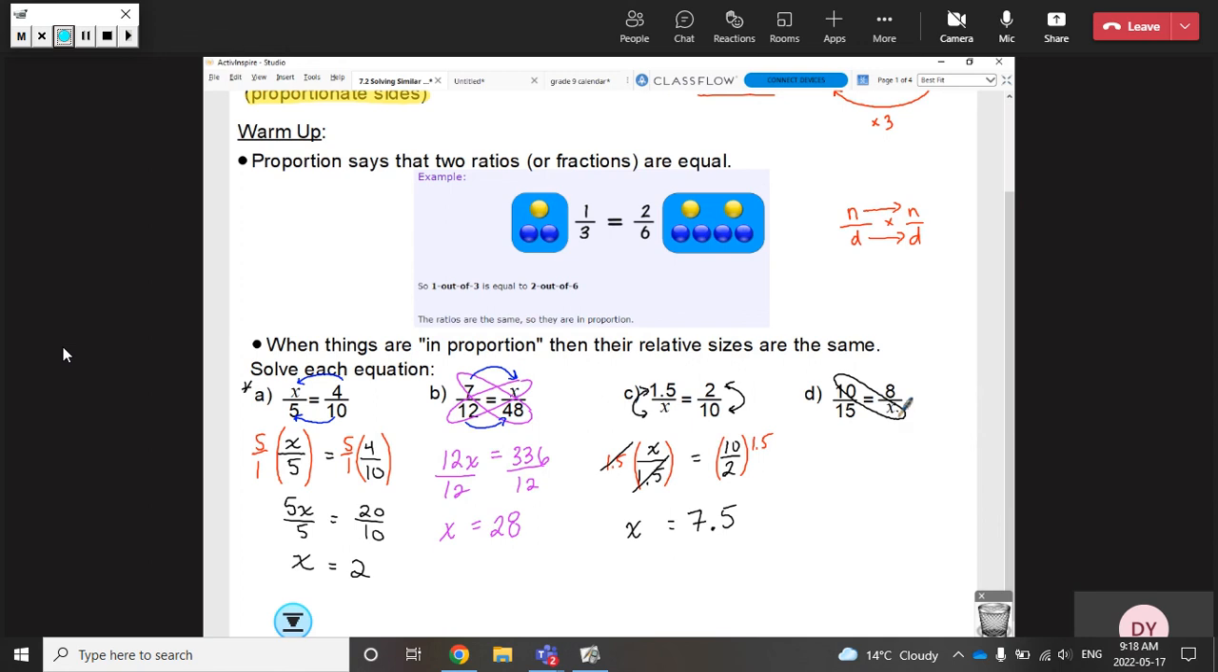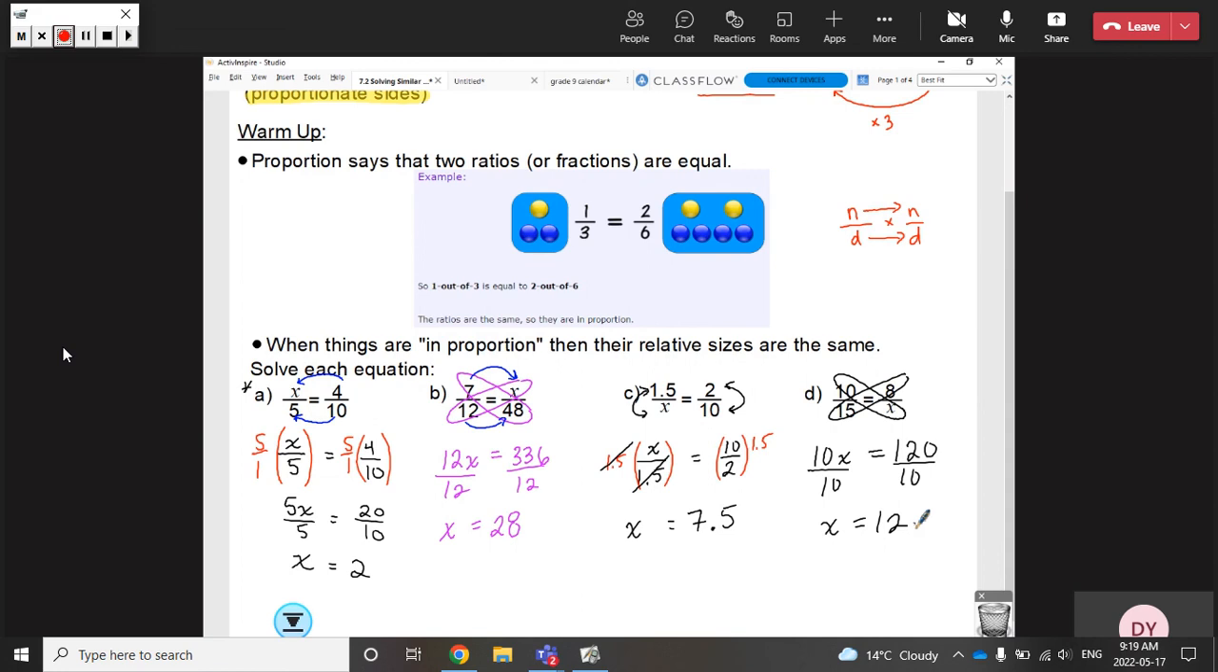You might go, okay, 10 times x is 10x. And 15 times 8 is 120. Divide each side by 10. And then x just equals 12.